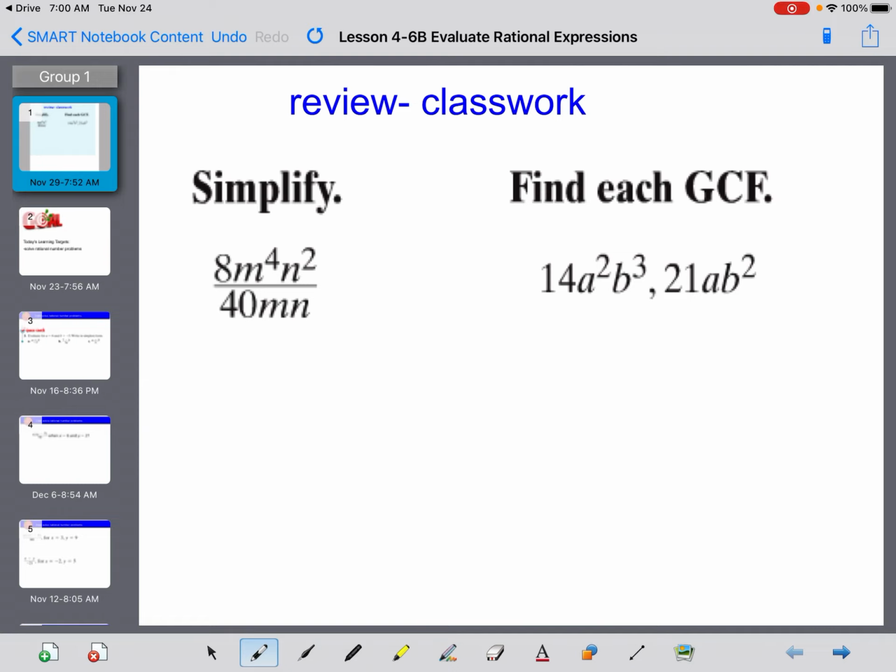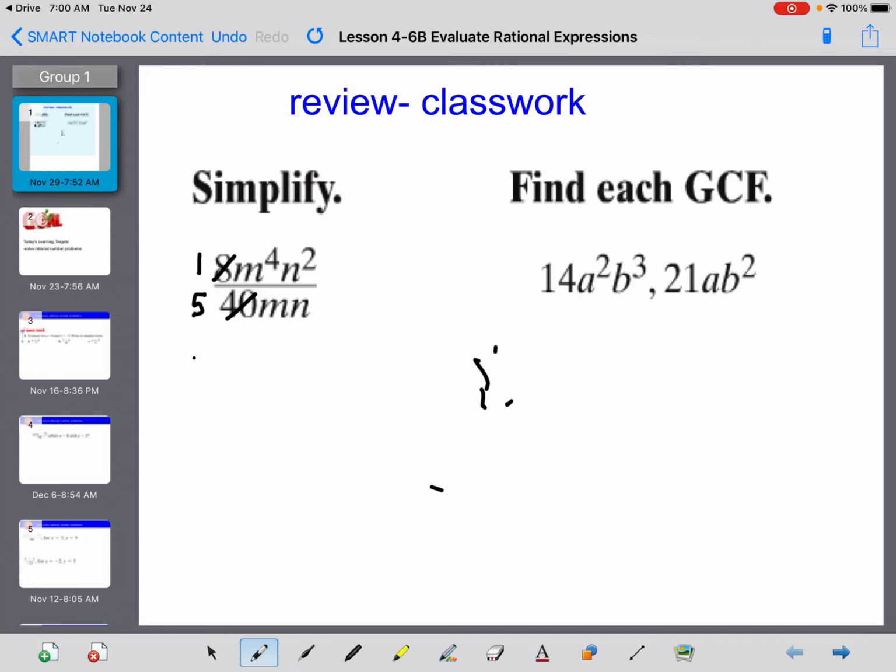We have a test coming up on chapter 4 in a couple days, and so let's review a couple of skills we've already learned. 8m to the fourth n to the second over 40mn, and we are asked to simplify. So we are going to simplify the fraction. The greatest common factor between 8 and 40 is 8. 8 divided by 8 is 1. 40 divided by 8 is 5.